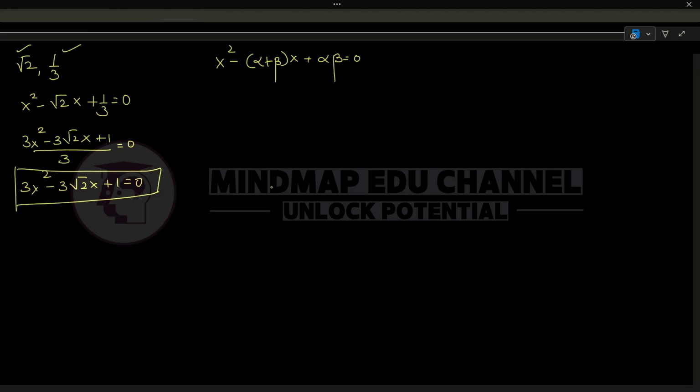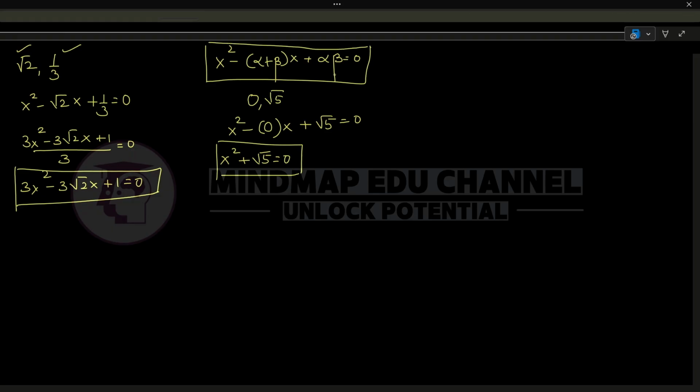Correct? Okay. Now let's see the third sum, that is the sum of the zeros is 0 and the product of the zeros is root 5. So let's get the quadratic equation, x square minus 0 into x plus the product is root 5 equals 0. So the quadratic equation will be x square plus root 5 equals 0. It's easy, right? What you have to do is just remember this format when the sum and the product of the zeros are given.